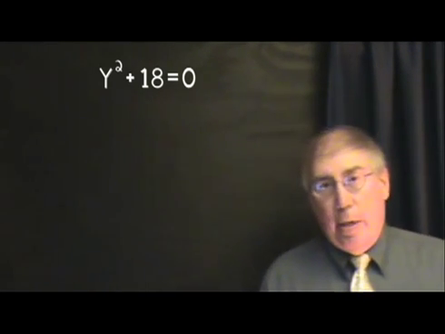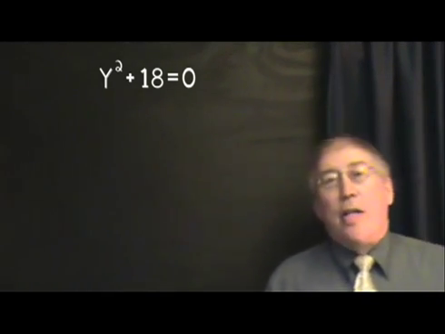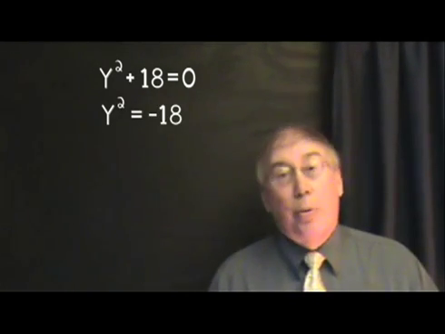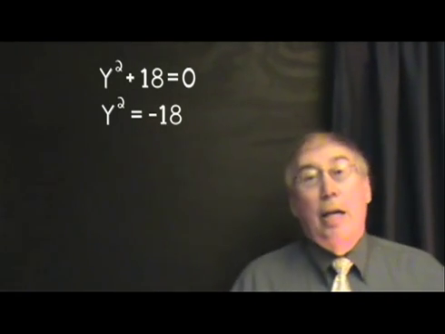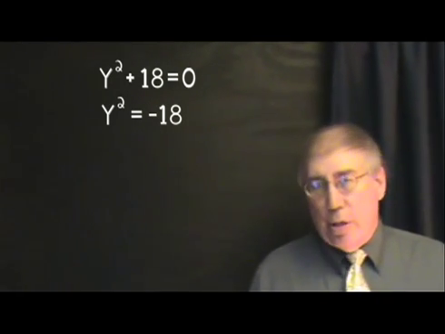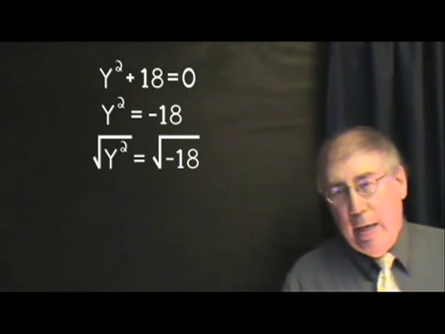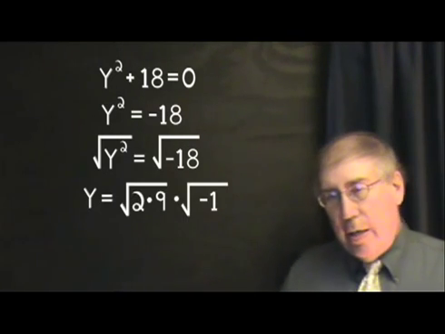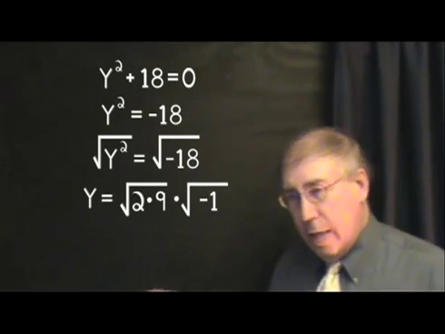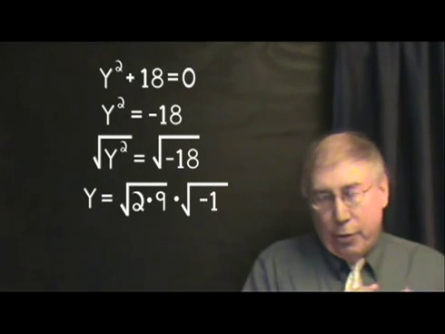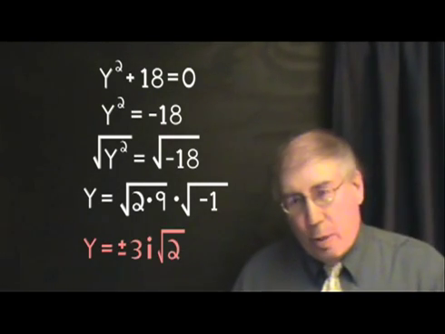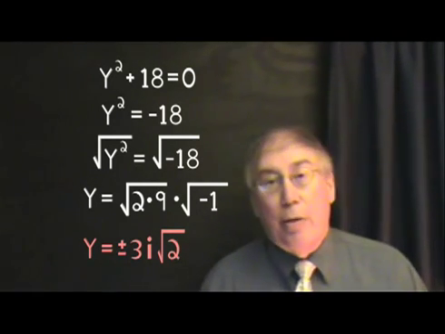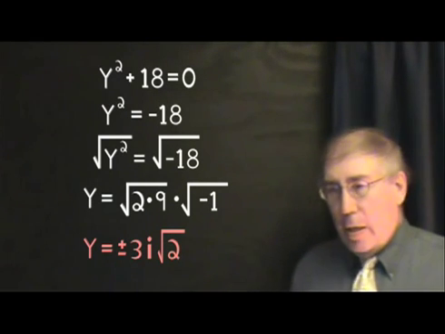This one here, we've got the same sort of thing going. Let's subtract 18 from both sides. So we get y squared equals negative 18. Take the square root of both sides, and then we'll get y equals. Now we'll have a square root of negative 1, and then 18 is 2 times 9. We can pull out a 3, and the square root of negative 1 is i. So we get y equals plus or minus 3i times the square root of 2 as our solution.